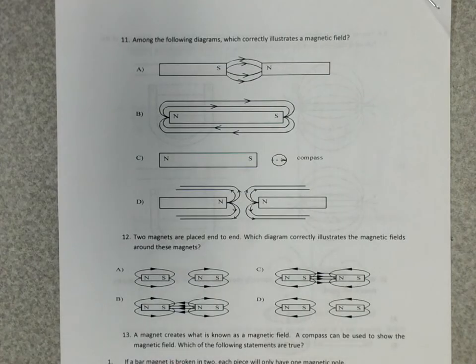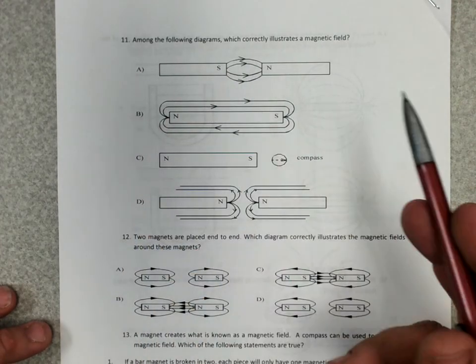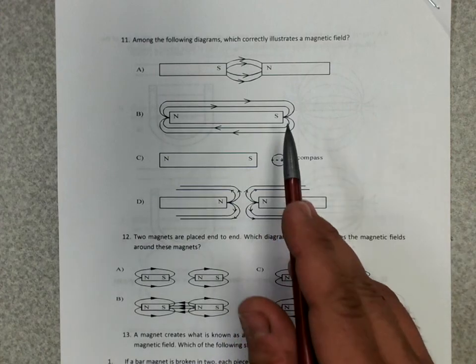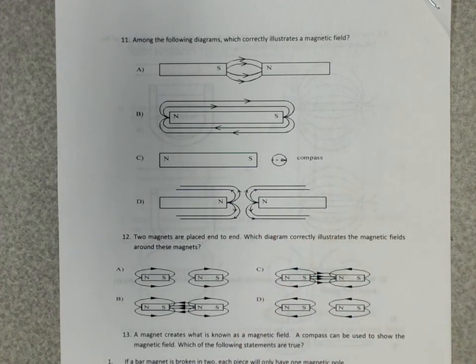Number 11, okay, it says among the diagrams, which correctly shows the magnetic field? So think of those iron filings again. Which way does it flow? Remember that the magnetic field flows out of the north into the south. So keep that in mind and circle the one that's correct. Okay.